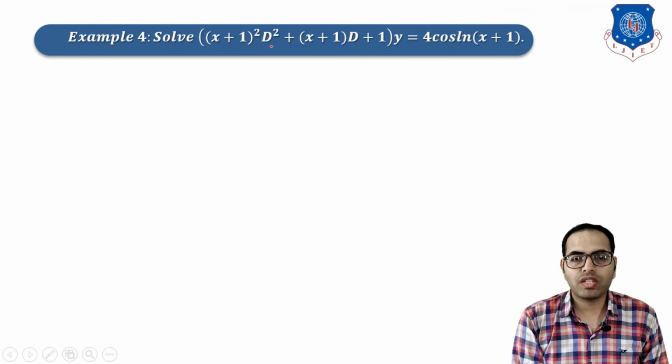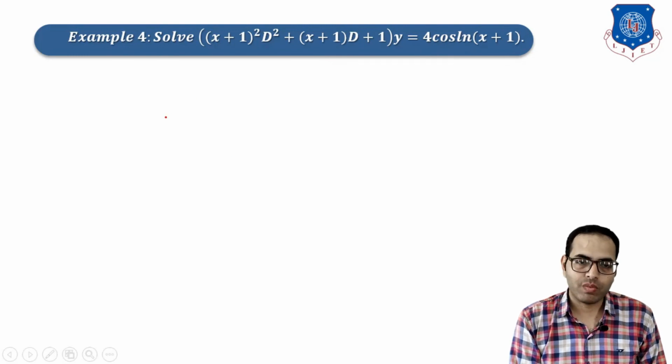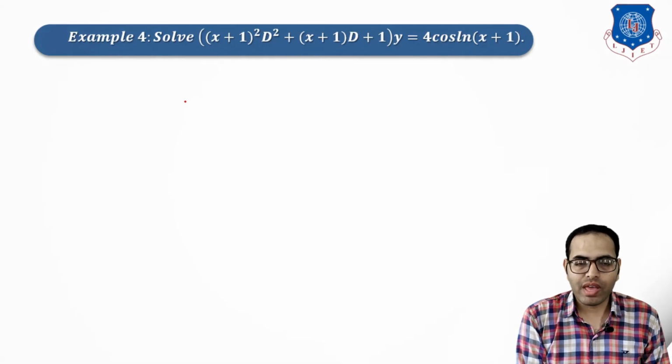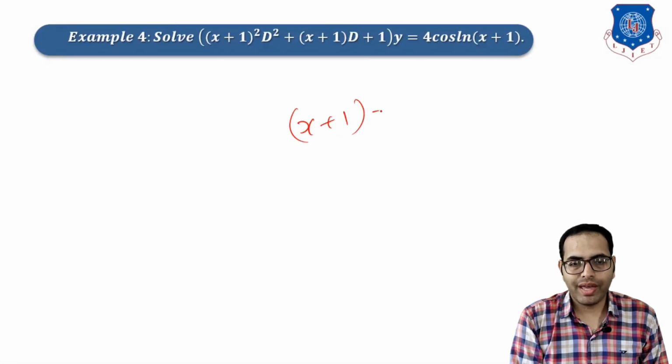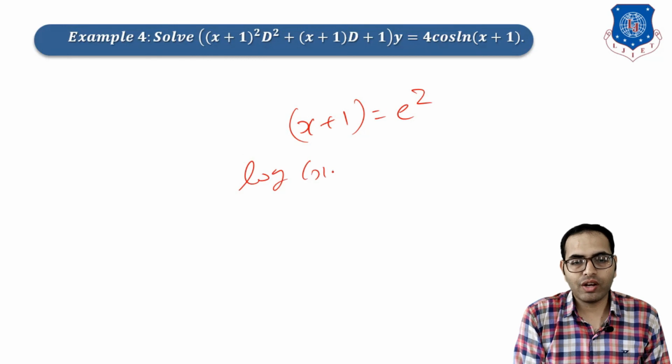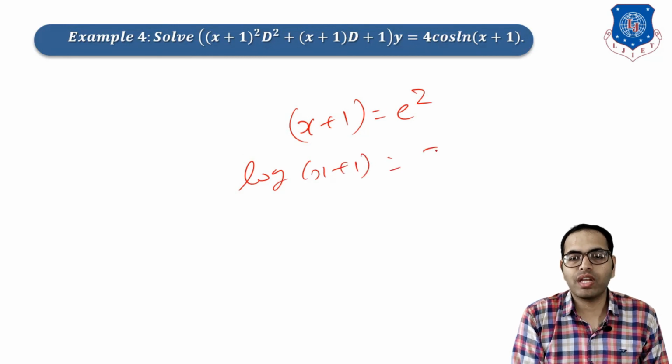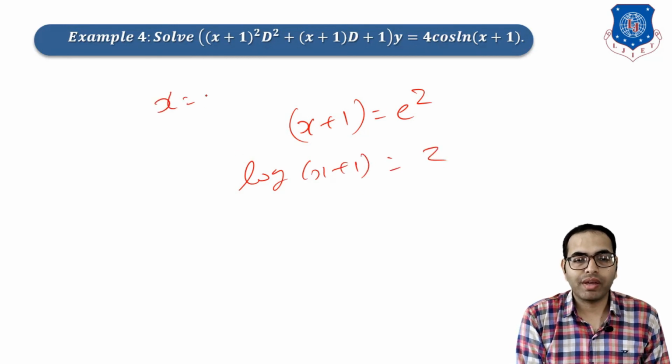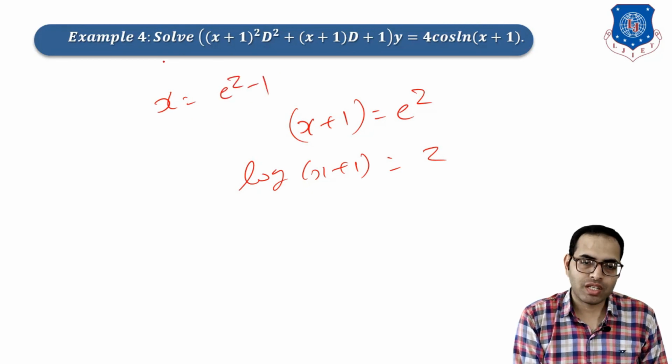Solve (x plus 1) whole square D square plus (x plus 1) D plus 1 of y is equal to 4 cos ln (x plus 1). See, in this example what we have to do is assume x plus 1 equal to e raised to z. Then taking logarithm on both sides, ln (x plus 1) equal to z, and making x the subject, x equal to e raised to z minus 1.